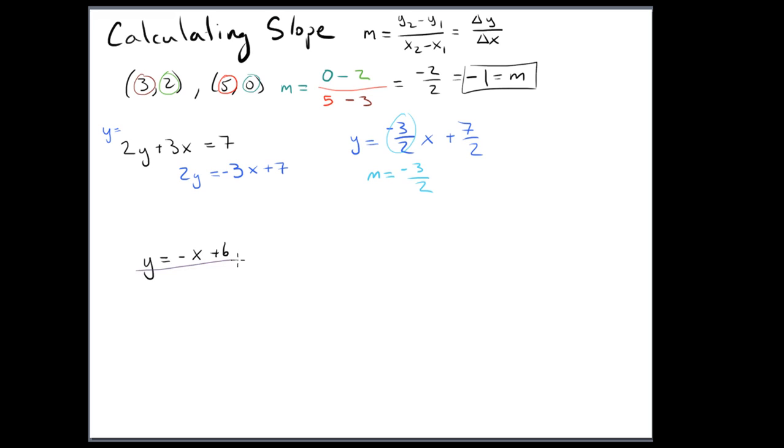And for a line like y is equal to negative x plus 6, I can just read the slope directly off. The slope is a negative 1. We don't have to find points, but we can use points to find the slope.